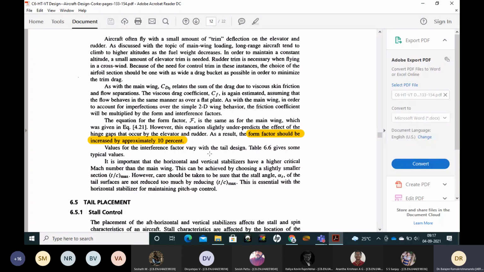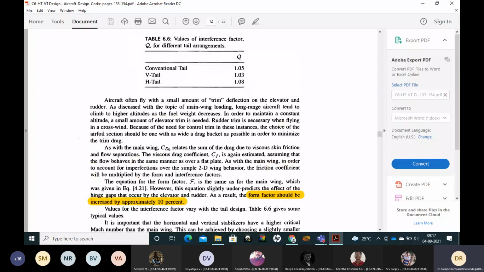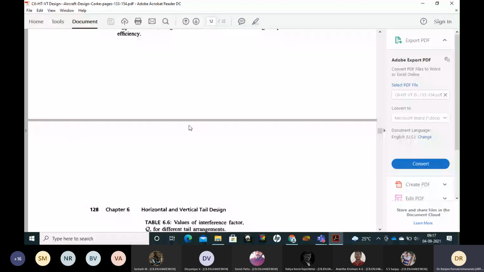The reason why is given here. I will ask you in the viva. So you go through that. The form factor is given here for some of the things. So please go through this carefully before dealing with the tail design. It's similar to wing design, only the differences are given here.